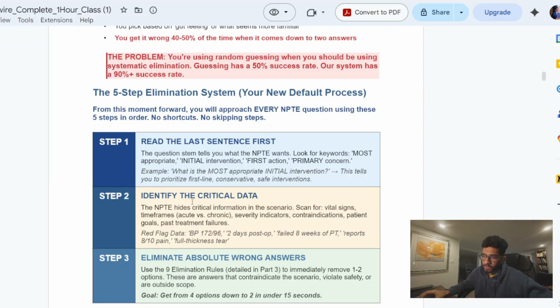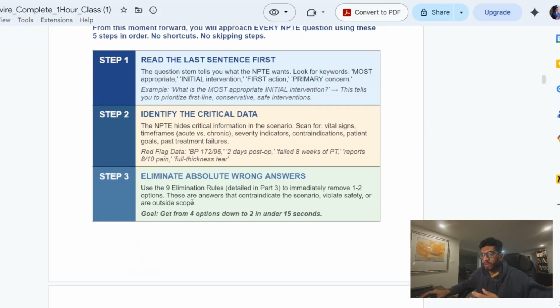It's very important, not just in the questions but in life also, to understand the most critical, most important things that you need to capture, right? So first you read the question, you get the last sentence, then you scan for the most critical data or information that hides in the question, and then you come into step 3: eliminate the absolute wrong. This is common sense, right?